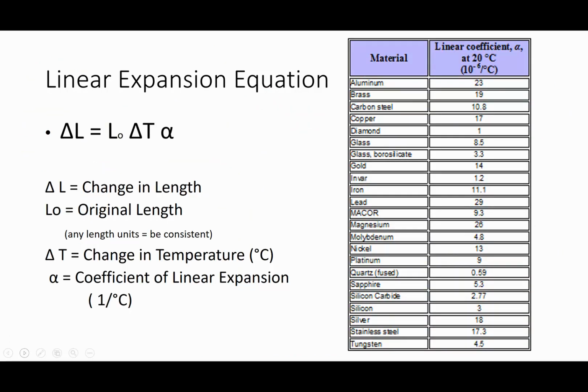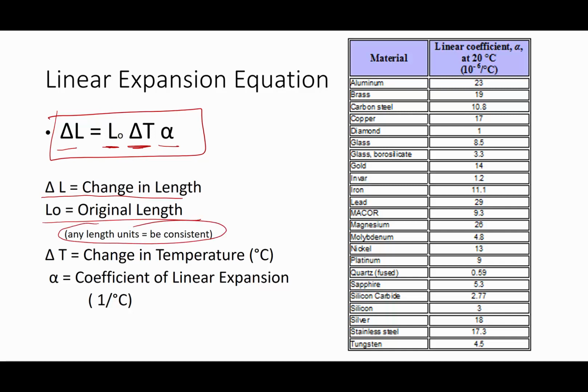Now we're going to do some math equations with linear expansion. This is the equation for linear expansion. The change in length of an object is equal to its original length, times the change in temperature, times alpha. So let's go through what each of these are. Change in length and original length can be in any length units, so you can use meters, centimeters, miles, feet, whatever is convenient, as long as both lengths are using the same units. For the change in temperature, Celsius is preferred in the metric system, but you will find charts online that will be in Fahrenheit as well.